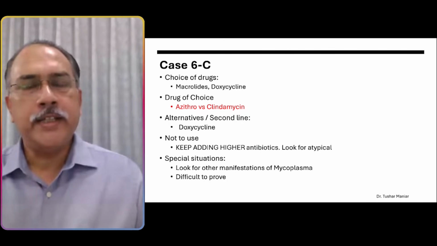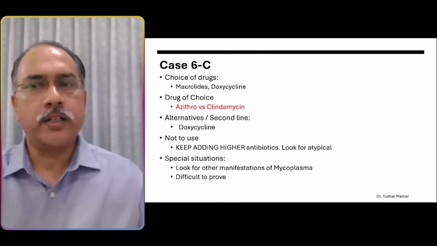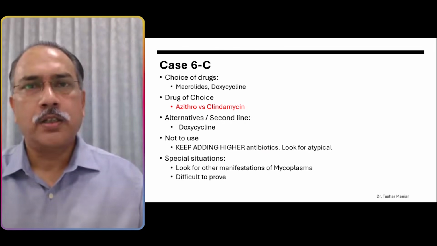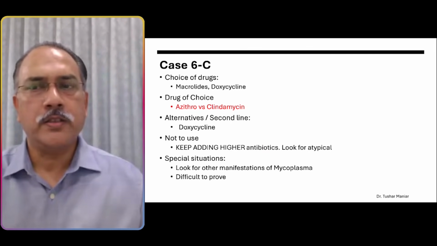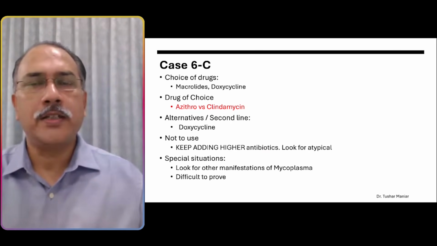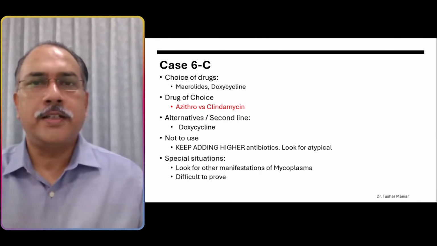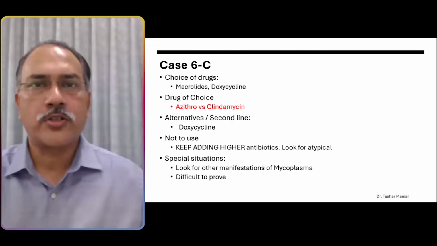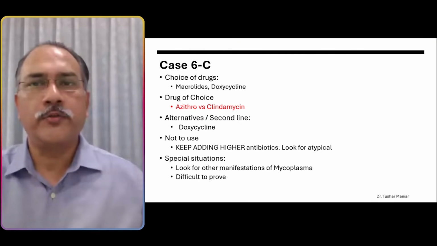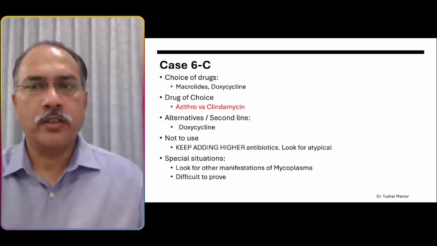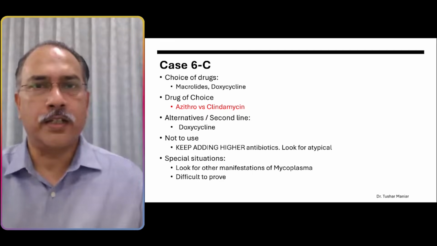Do not keep adding higher antibiotics if pneumonia does not respond. Look for complications, look for atypical presentation, and look for any situation which is causing decreased mucociliary clearance, or any congenital abnormality of the lung, or any functional or physiological problems like GER.